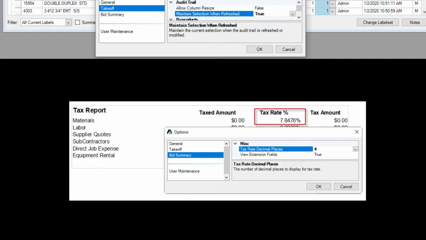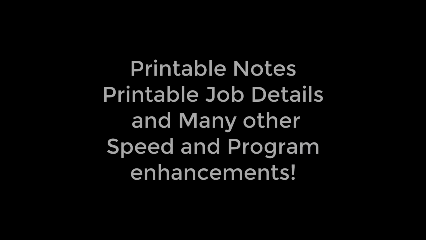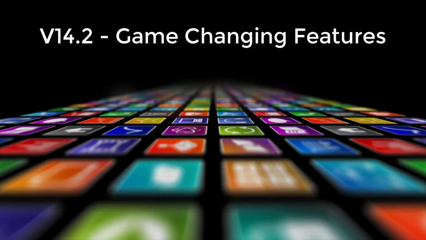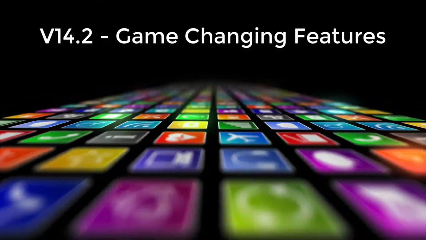We've also added some more tax options and what to print. We can go up to 4 decimals on taxes now. Finally, we've added printable notes, printable job details, and many other speed and program enhancements. To learn more about all of these 14.2 enhancements, contact a McCormick representative today.